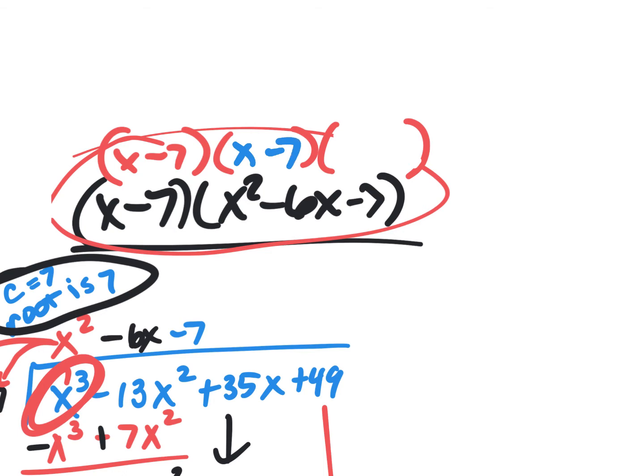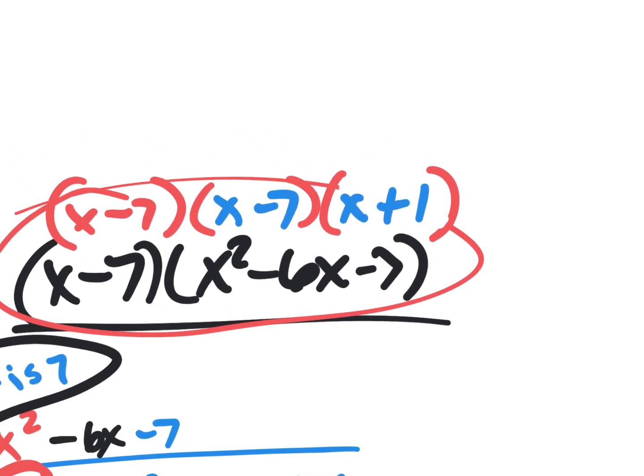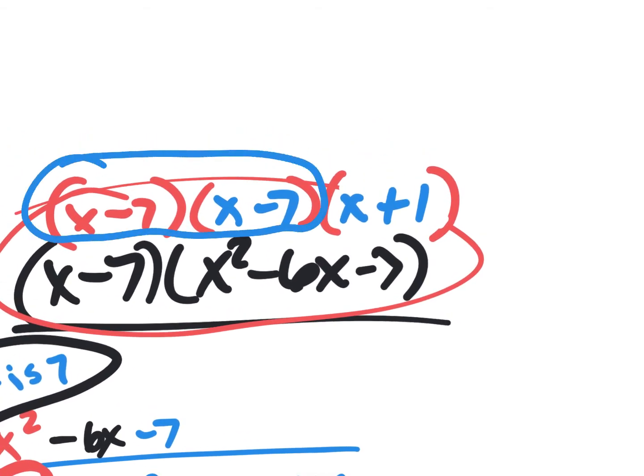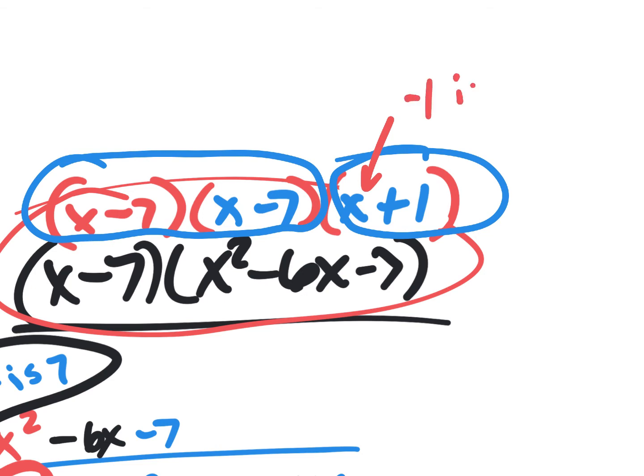And this is an x minus 7 again, and an x plus 1. And there, look at that. That's how it's a double root. What was the other root? Liam? The double root was 7. What was the other root? Negative 1. We already knew that 7 was a double root.